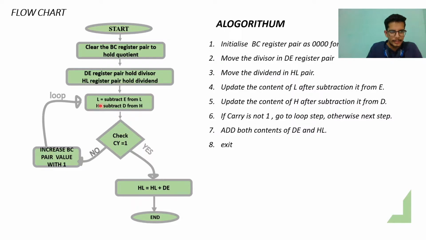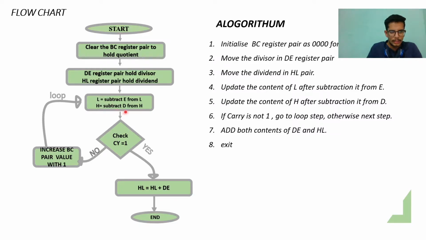In the subtraction, what we will do is simply subtract DE from HL and update the HL. Now in the subtraction we will check if there is a carry or not. If there is no carry, then it will increase the value of the BC register pair by 1 and come to the loop step again. And here it will again subtract the E content from the L content and the D content from the H content, and after that it will update the HL content.